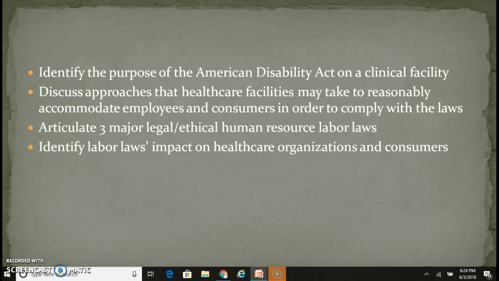We'll break that down to identify the purpose of the Americans with Disabilities Act on a clinical facility. We're going to discuss approaches that healthcare facilities may take to reasonably accommodate employees and consumers in order to comply with the laws. We're going to articulate three major legal, ethical, human resource labor laws and identify labor laws' impact on healthcare organizations and consumers.